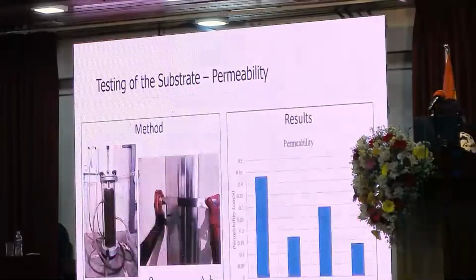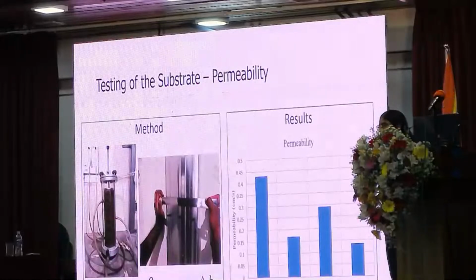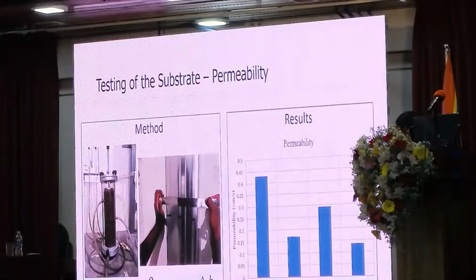We tested for the permeability as well using the constant air permeability test, and again we found that sample 2, that is the sample with just rice husk and no coir, showed a significantly lower permeability compared to the sample that had coir.